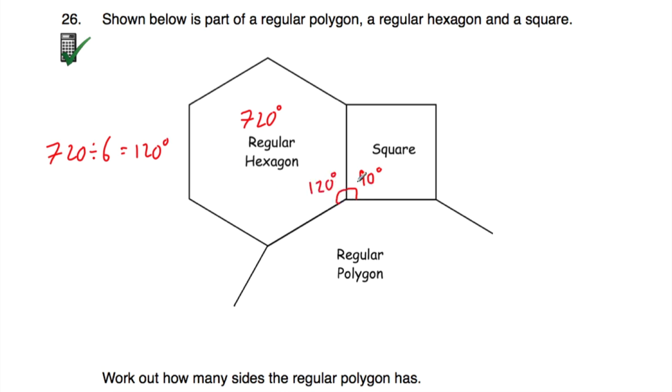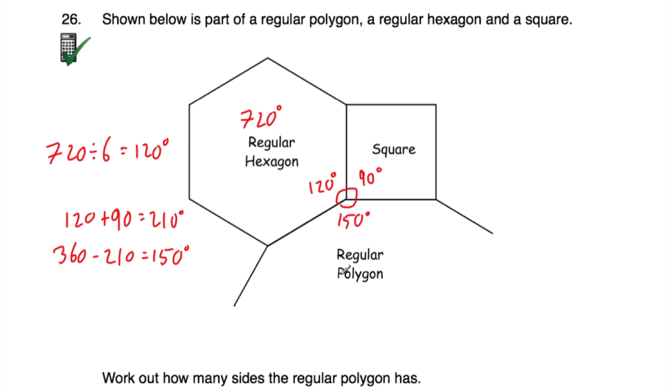And that means that because these angles meet together at a point, we can find the size of this interior angle of the regular polygon. So 120 plus 90 is equal to 210 degrees. They meet together at a point, so that's 360. So 360 take away 210 is 150 degrees. So that's fantastic. We now know that each interior angle in the regular polygon is 150 degrees.